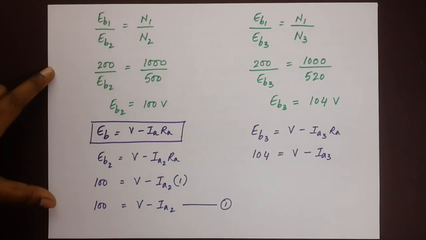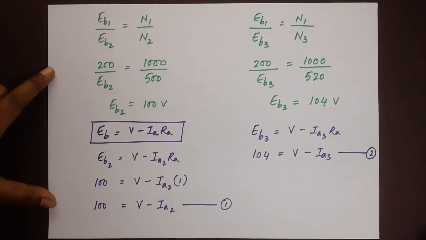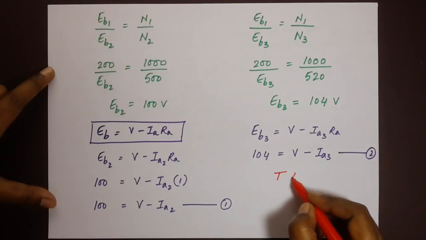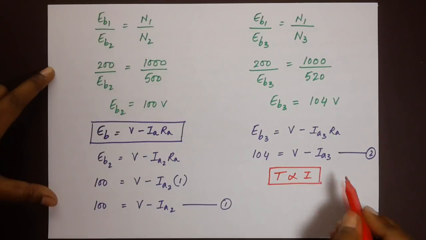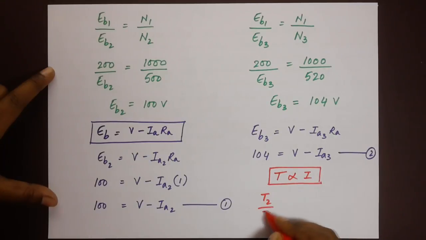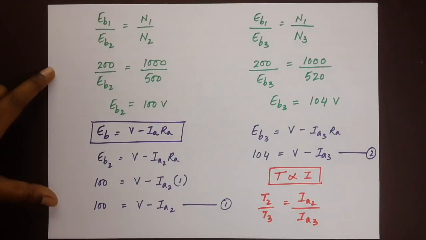Now here let's use the torque. Before that, let's call this equation 2. So now let's take the relation between the torque and the current. Now you know for a DC motor that the torque is directly proportional to the current. So using this we can write down a relation as T2 by T3 is equal to IA2 by IA3. Now we know from the question given to us that T3 is 50% of T2. So we can substitute that.